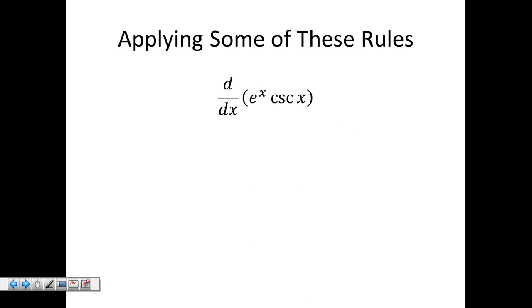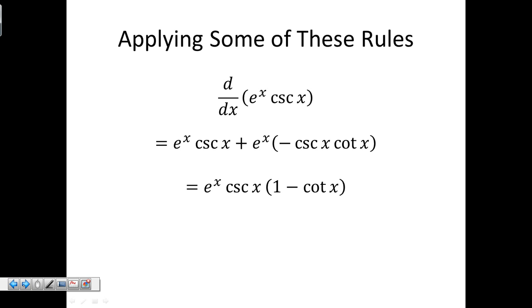All right, so let's do another product. I've got e to the x times cosecant x, so I've got to use my product rule again. The derivative of e to the x is e to the x, and the derivative of cosecant x is negative cosecant x cotangent x. Again, the most common mistake I see is people forgetting to write that x that cosecant is operating on. So I'm going to go ahead and pull out e to the x. I'll factor out a cosecant x also, and I have 1 minus cotangent x.